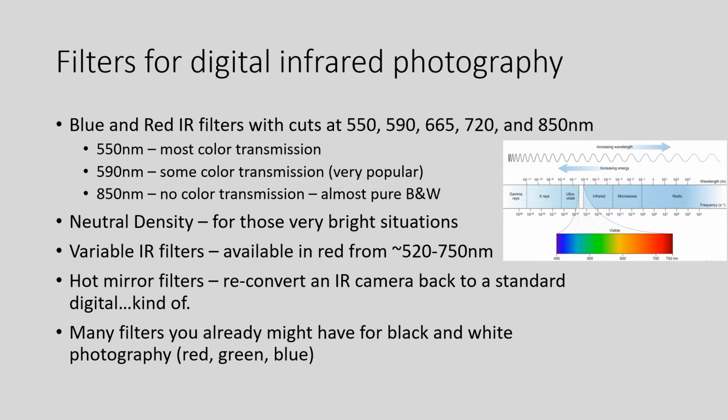You can also buy a hot mirror filter to sit on top of your lens to convert your camera back into a color camera if you desire, although I've found this filter to result in muting of color vibrance in images. Also, you may already have many filters in your current gear such as red, green, and blue that can be incorporated into your digital image production strategies.